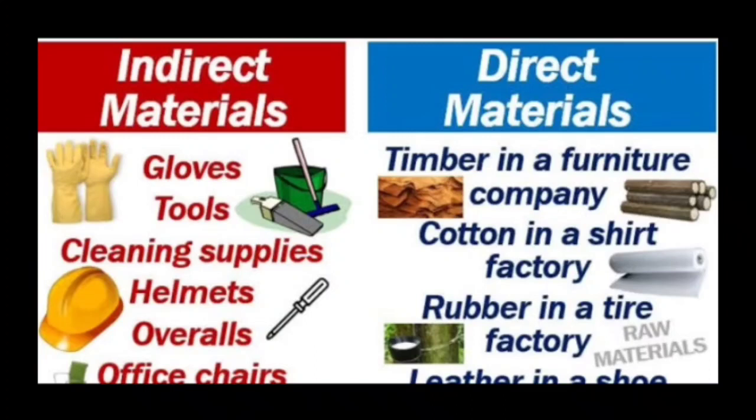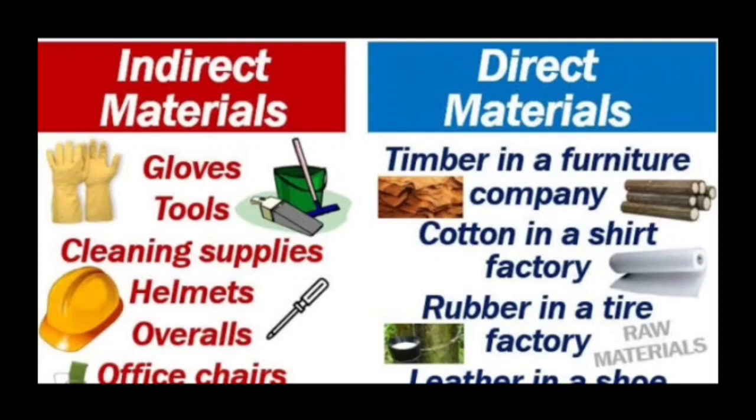Direct material. Suppose you're going to make furniture in your company. Timber will be the direct material because direct material means the items which are directly traceable in your product. And another example, if you're going to make a shirt in your company and your company belongs to the textile industry, the cotton in a shirt factory will be a direct material because you can trace it into the product. Then in a tire factory, rubber will be the direct material because it is traceable in the tires.